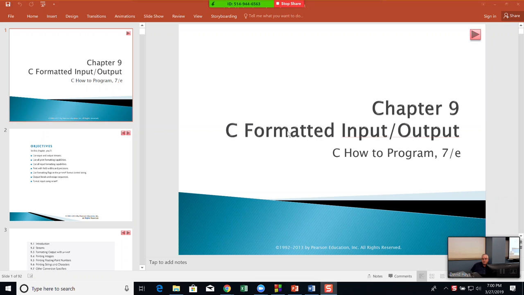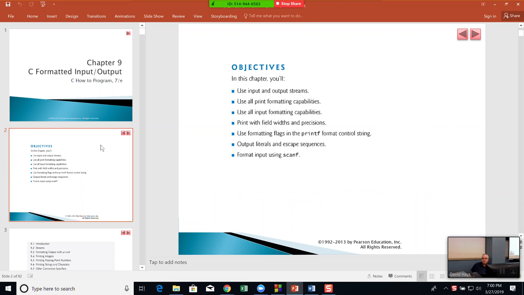This is Chapter 9, C Formatted Input and Output. And we've already been working with these format specifiers, so a lot of this will be something we're seeing, but they'll use it differently. In this chapter: use input and output streams, use all print formatting capabilities, use all input formatting capabilities, print with field widths and precisions, use formatting flags in a printf format control string, output literals and escape sequences, and format input using scanf.